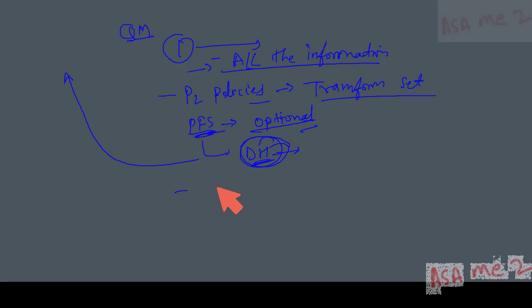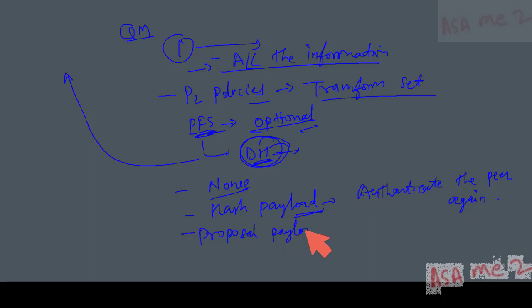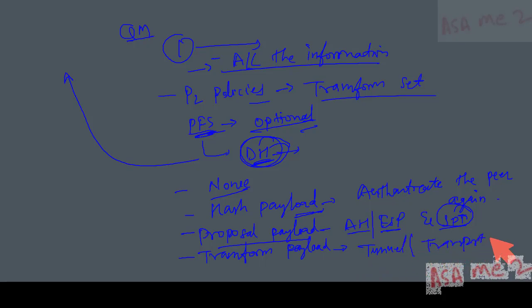Then we also send a nonce value. Then we send a hash payload, a hash value as well. This hash payload will be a hash of a few values from phase one and a few values from phase two. And the purpose of this hash is to authenticate the peer once again. Then there will be a proposal payload. This will include the type of encapsulation that we're going to use. Is it going to be AH or ESP? And this will also have an SPI value. Then there will be a transform payload. This will include whether it's going to be tunnel mode or transport mode.